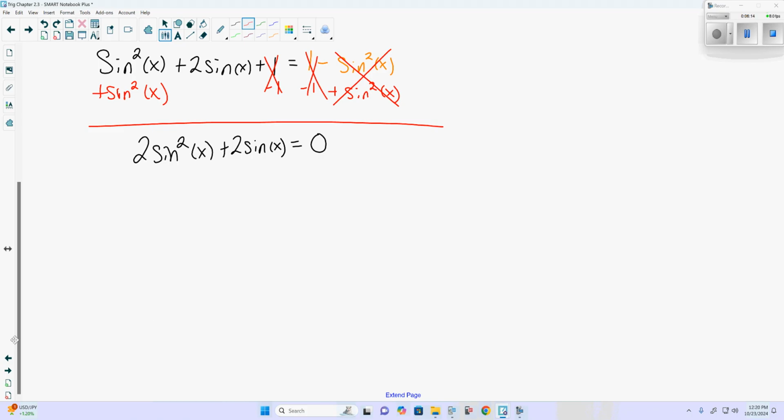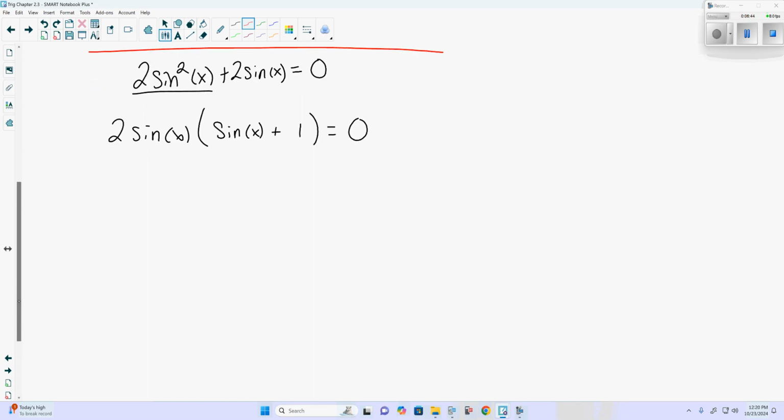Now we need to factor. Is there a greatest common factor between 2 sine squared and 2 sine of x? 2 sine of x is in common with both. So we can factor it out of both terms. And when we factor 2 sine of x out of 2 sine squared of x, we're left with sine of x plus 1 is equal to 0.